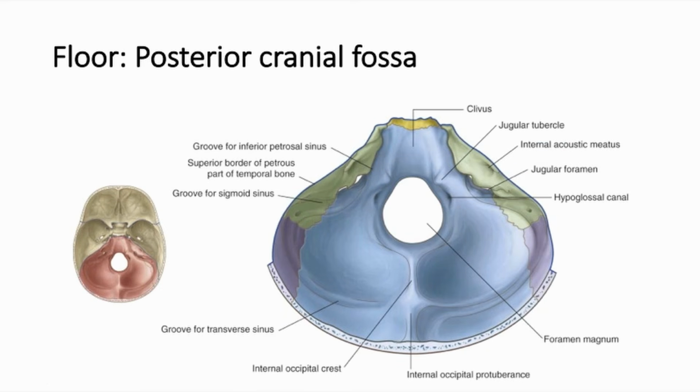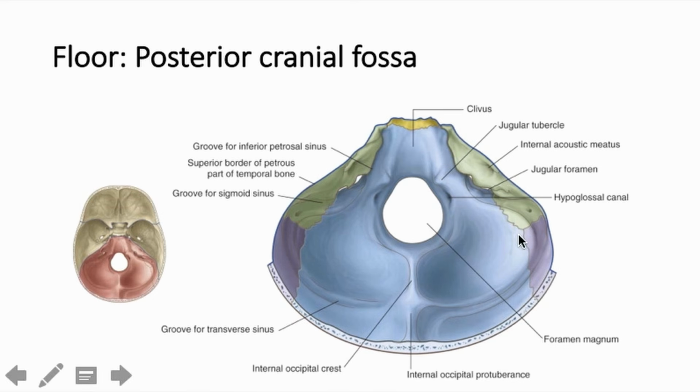So now we go into the posterior cranial fossa, which consists mostly of the temporal and occipital bones, and small contributions from the sphenoid and parietal bones. It's the largest and deepest of the three cranial fossae, and it contains the brainstem, which includes the midbrain, pons, and medulla, as well as the cerebellum.